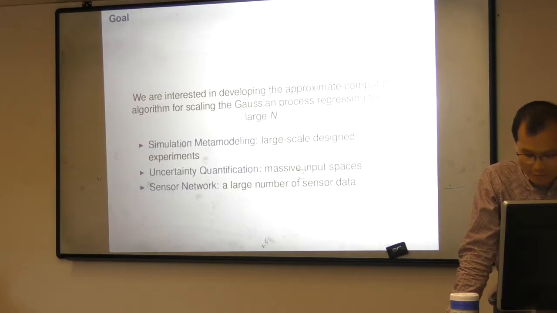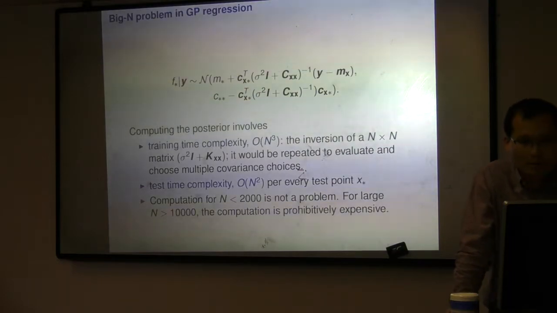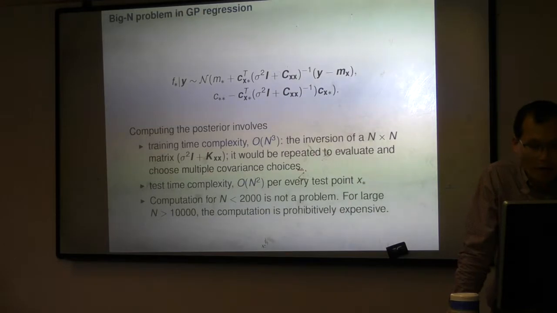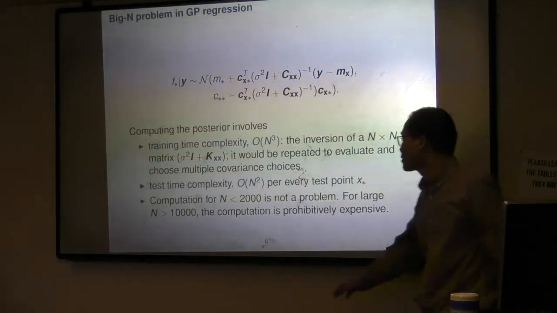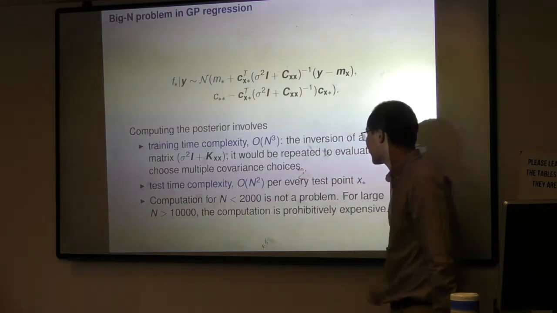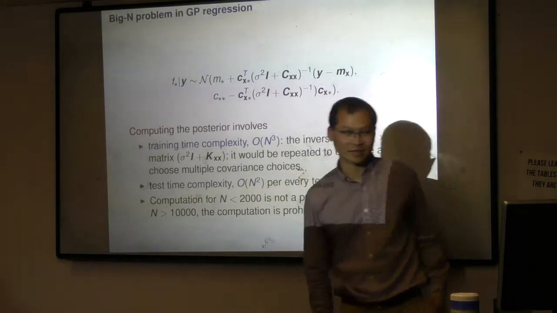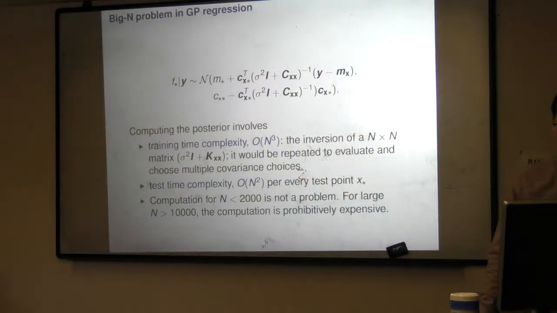Sorry, can you go back to the last slide? You said the computational cost is due to the sigma square I plus C inverse, right? Yes. Okay, so this should be C. It's a typo, sorry. I used to use the capital K, but now I changed it. I forgot the form of this K or C.